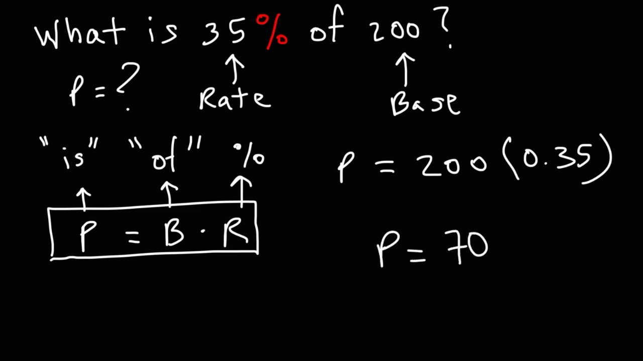By the way, to convert a percentage into a decimal, simply move the decimal point 2 units to the left, or you could take 35 and divide it by 100. Both ways will give you 0.35. But for this problem, 70 is the answer. So 70 is 35% of 200. Now, for the sake of practice, let's go ahead and try another example.